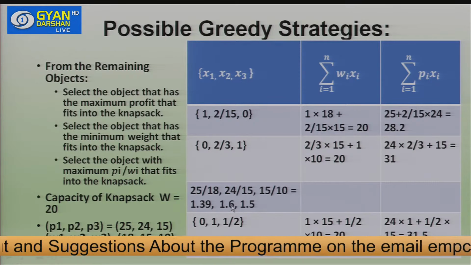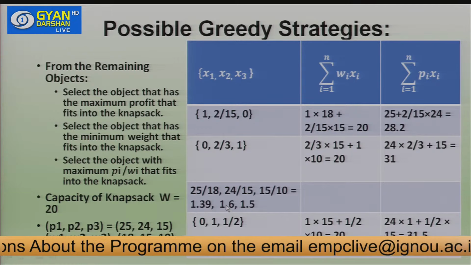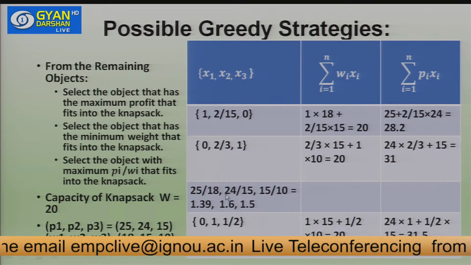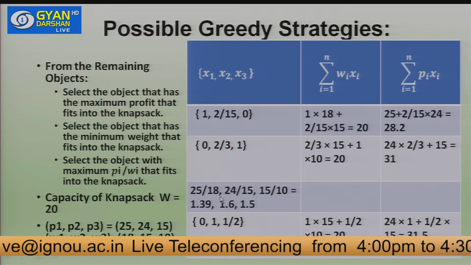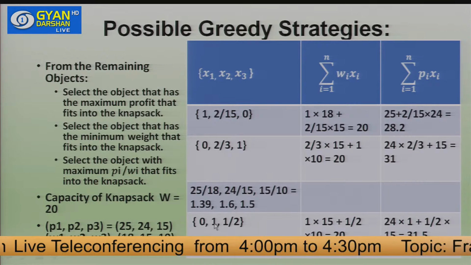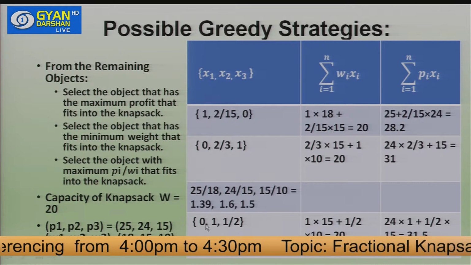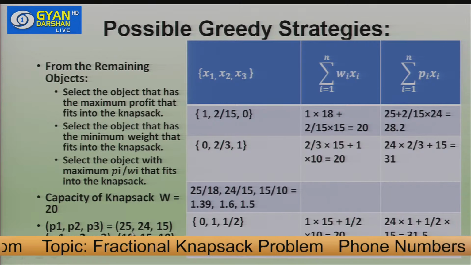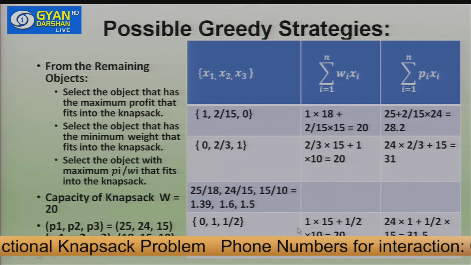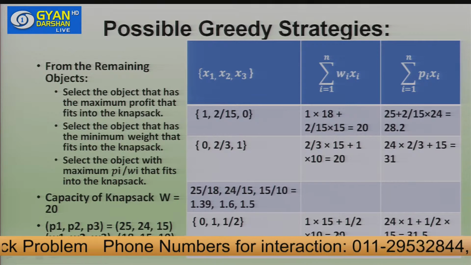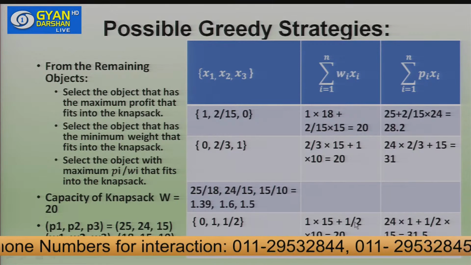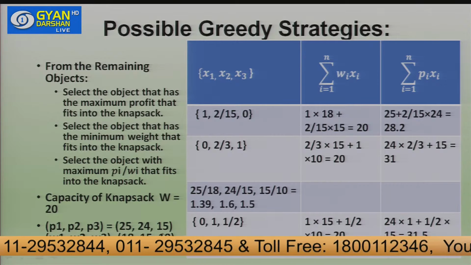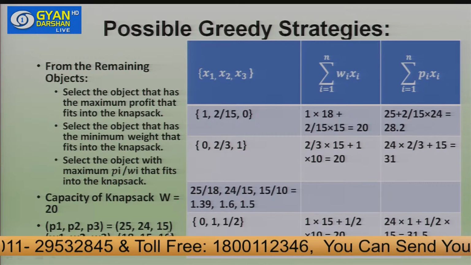So which is the best one in this particular case? Obviously it is object 2. So as per this approach, which happens to be the best approach, let's pick up object 2 completely. Once you pick up the complete object 2, which is 15 kg, the knapsack is left with only 5 kg. And that 5 kg we pick up from the third object, so that is 1 by 2 of 10.